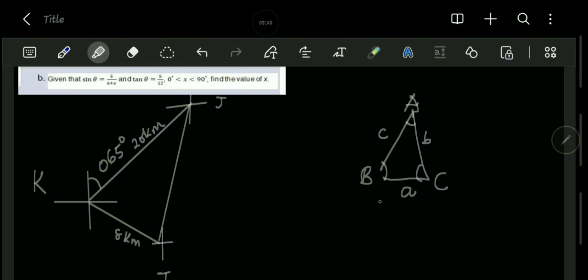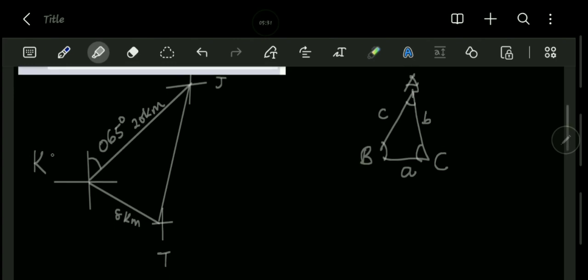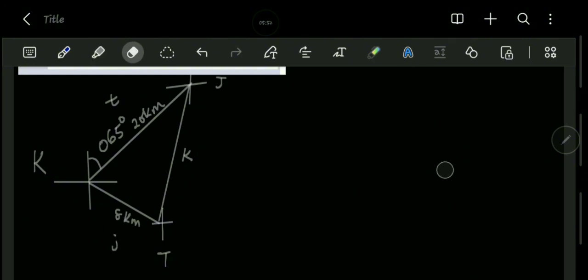So all these small letters represent the side, while the capital letters represent the angle. In this form, this capital letter K is facing this way, so here is going to be my small letter k. This capital letter T is facing here, so this part should be my small letter t. And this capital letter J is facing below here, right? That means here should be my small letter j. That's one thing we'll take note of.